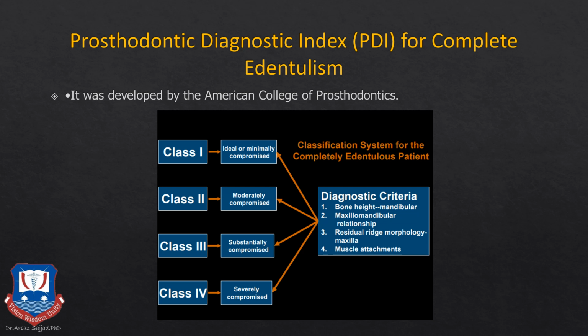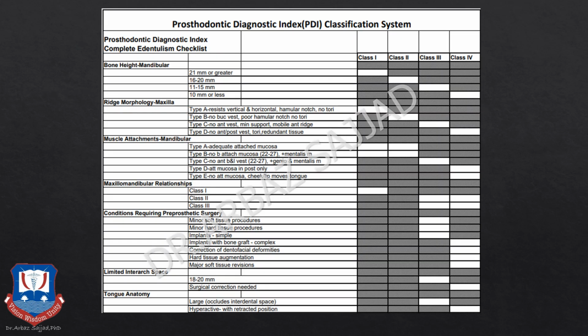So this brings us to the end of a long lecture, and I hope this was helpful and beneficial to all. And this is the Prosthodontic Diagnostic Index or the checklist which I was mentioning. So based on these four diagnostic criteria, the complete edentulism is divided into four categories, as I just mentioned. So that brings us to the end of our lecture.